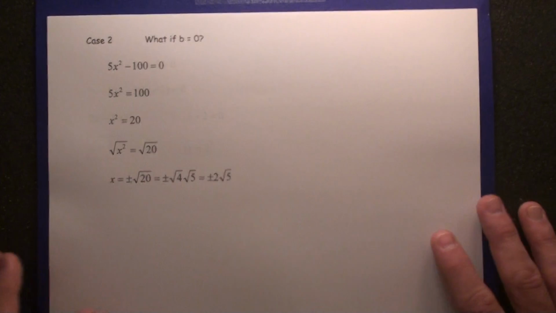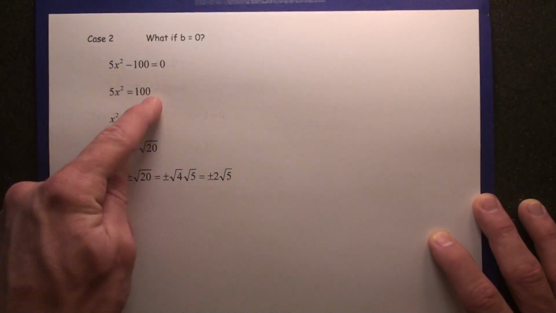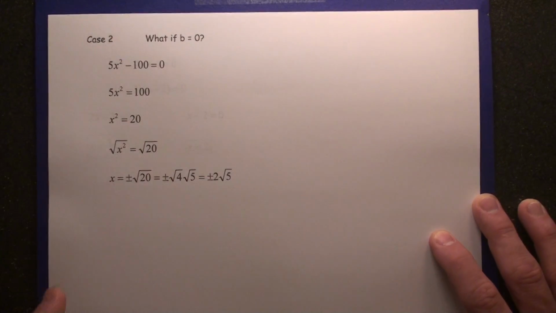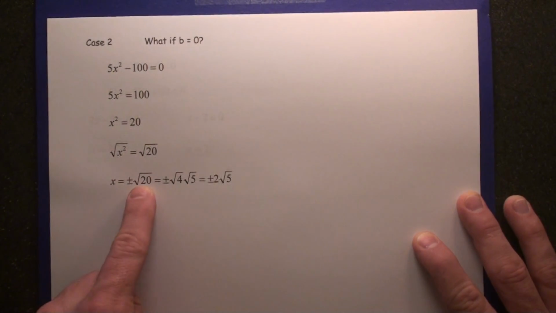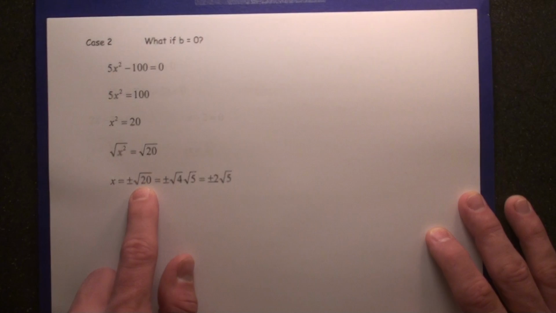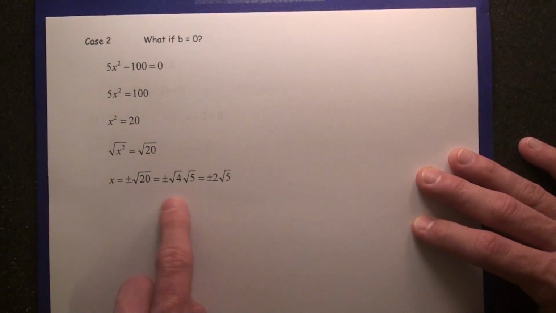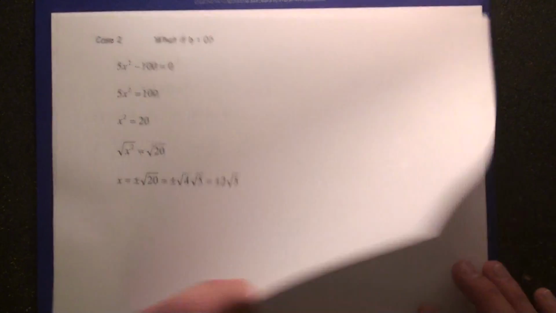Case number 2, what if b is 0? Well, what you're going to do is add the 100 to both sides. Then you're going to divide by 5. Then you're going to take the square root of both sides. This is called the square root property. Then you get x equals plus or minus square root of 20. There's 2 answers, okay? That's why you get plus or minus 2 root 5.